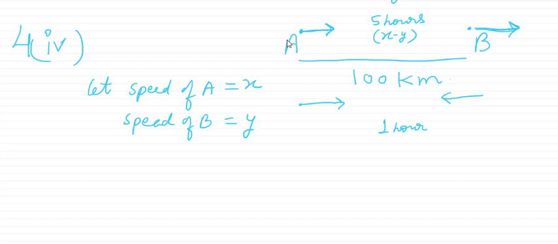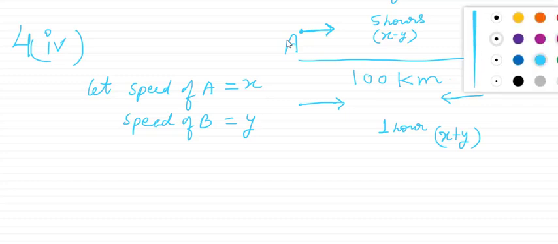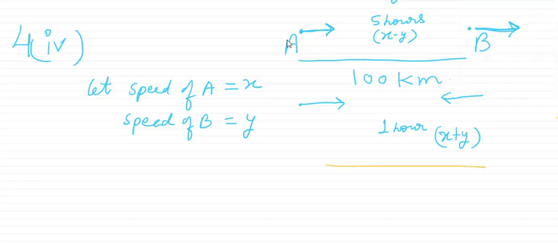And if they are moving in opposite directions, we take the relative speed as x plus y. In the beginning the distance will decrease, but once they meet, the distance between these two cars will keep on increasing. So that time the relative speed you can take as x plus y. Is it clear?